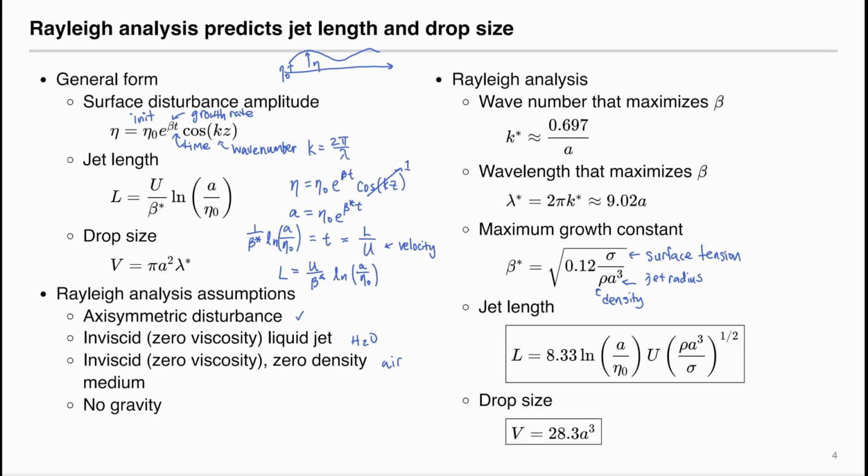If we use the general jet length equation here and plug in the beta star into it, we can get the jet length determined by Rayleigh's analysis. And we can use this to experimentally verify Rayleigh's analysis validity. And finally, if we substitute the wave number that maximizes beta into the drop size equation, we can get the drop size from Rayleigh's analysis using his simplifying assumptions.